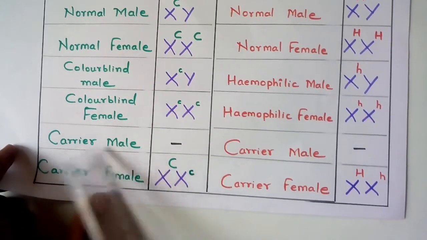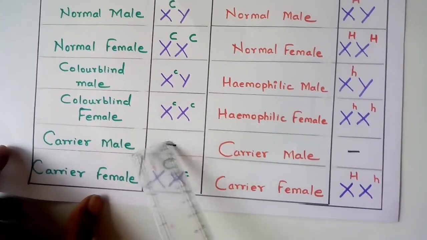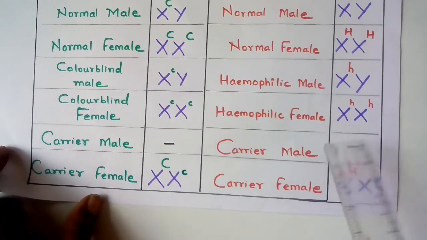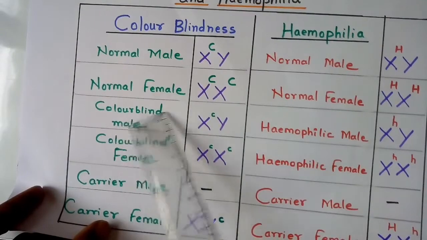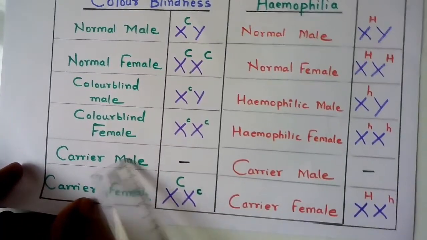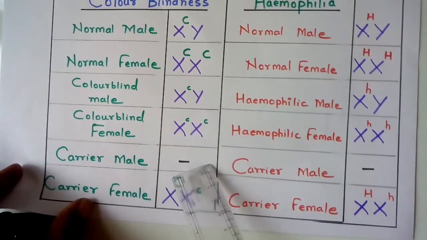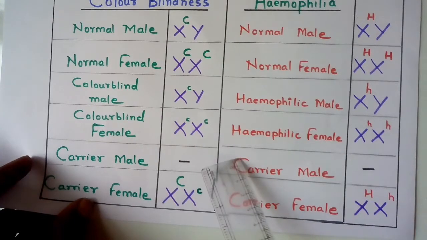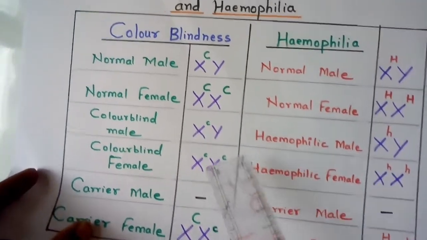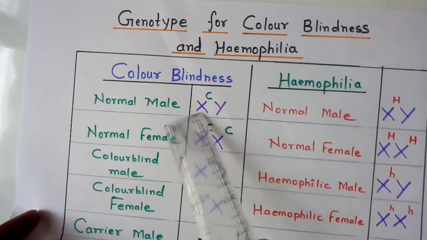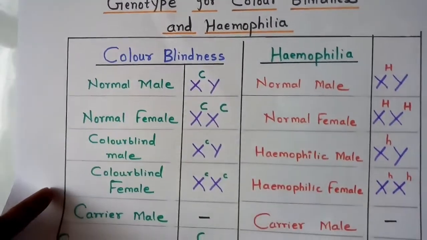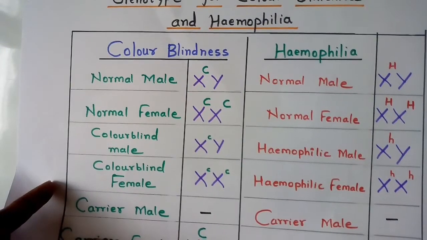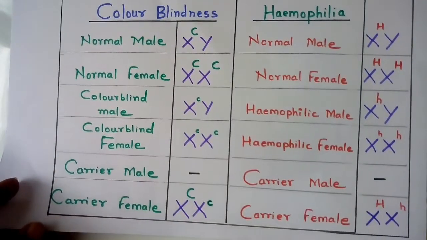Generally, males are not carriers. Males will not carry the gene. Either the males will be normal or they will be colorblind, but they will never be carrier males. Why will they never be carrier males? Because they contain only one X chromosome and its alternative allele is not present on the Y chromosome. Hence, males are sufferers.